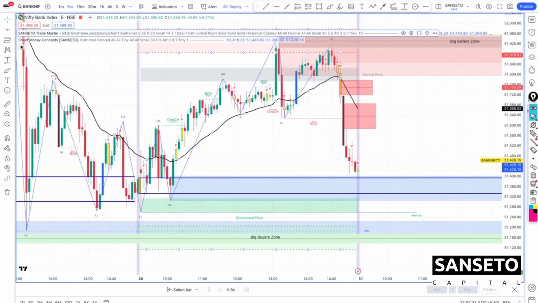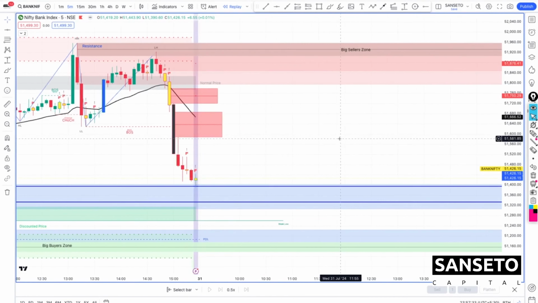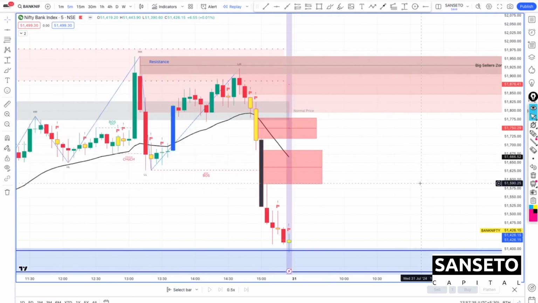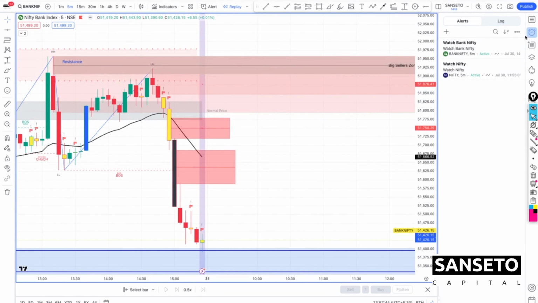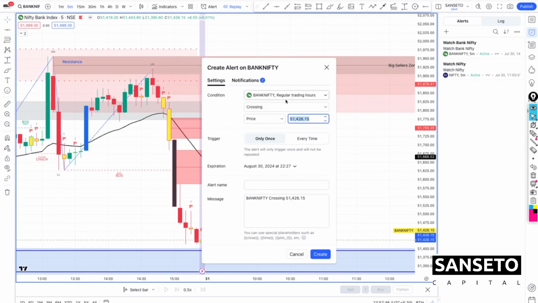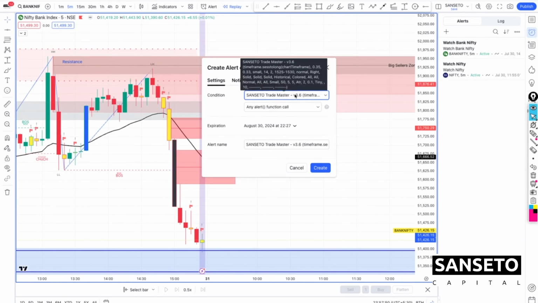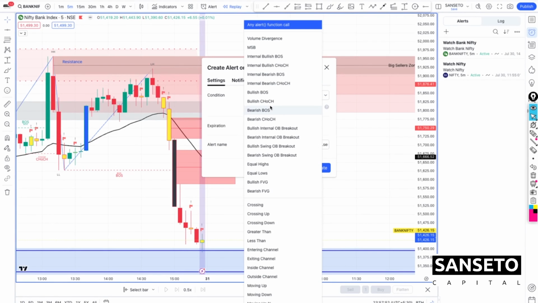Okay. How do you create an alert? I'll show you. We advise our traders to create an alert whenever a yellow candle is forming, so that you don't have to look into the market all the time. Click on this alert, click on this plus button, click on this condition, go to Sanseto Trade Master version 3.6. There are multiple alerts you can create.